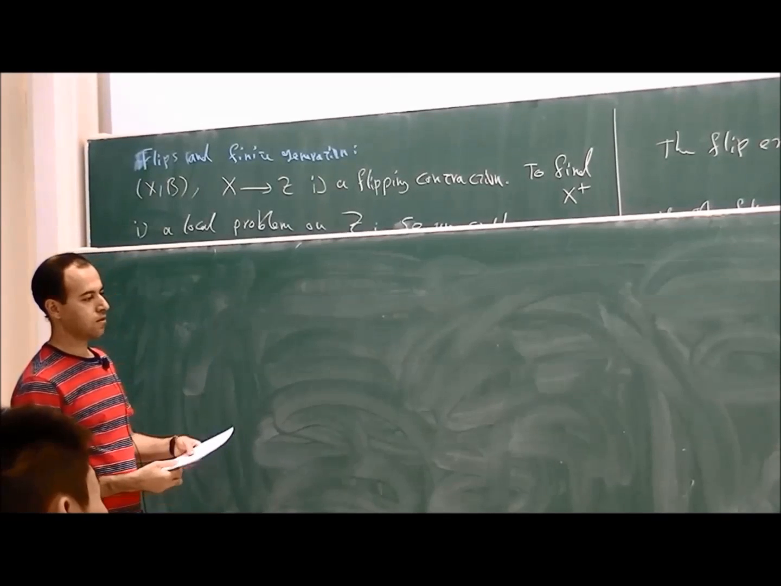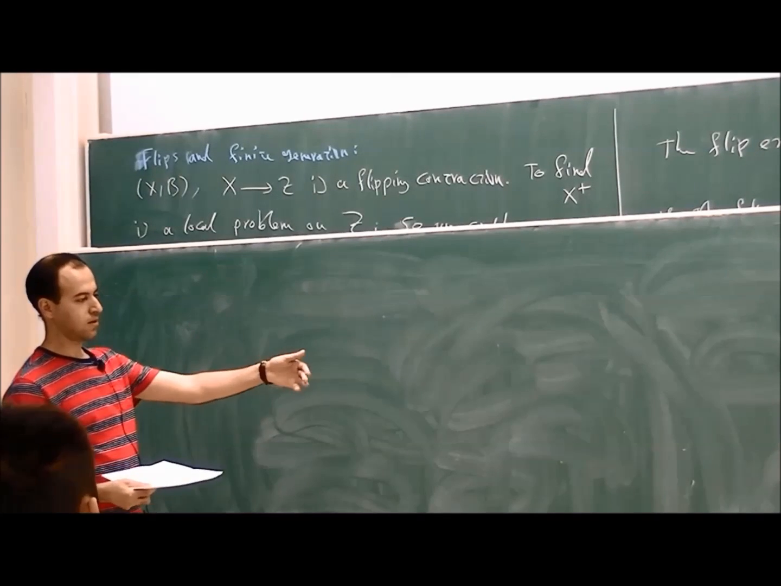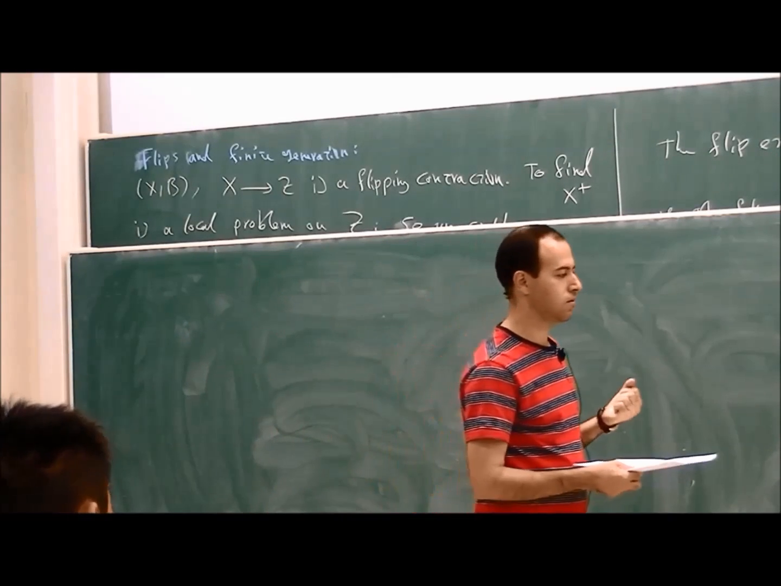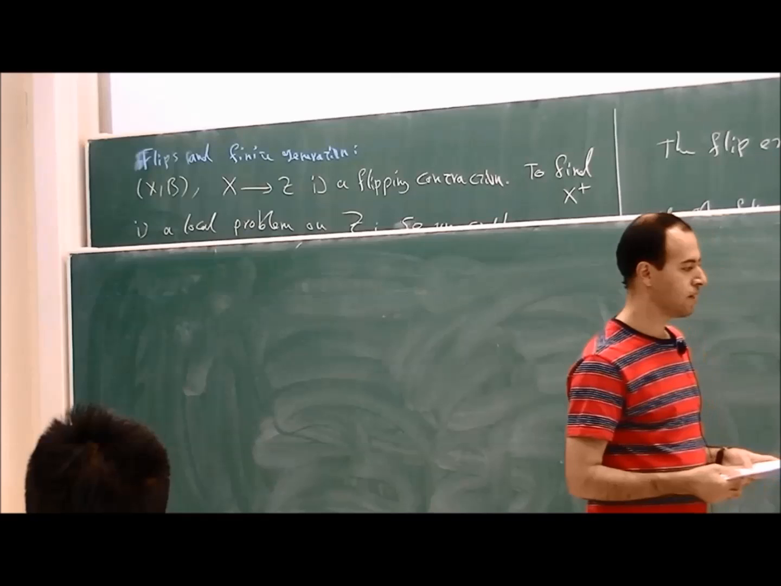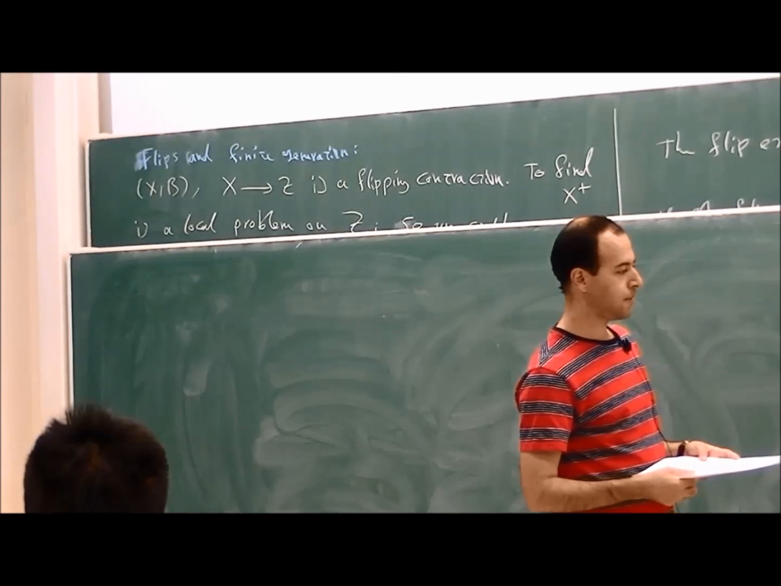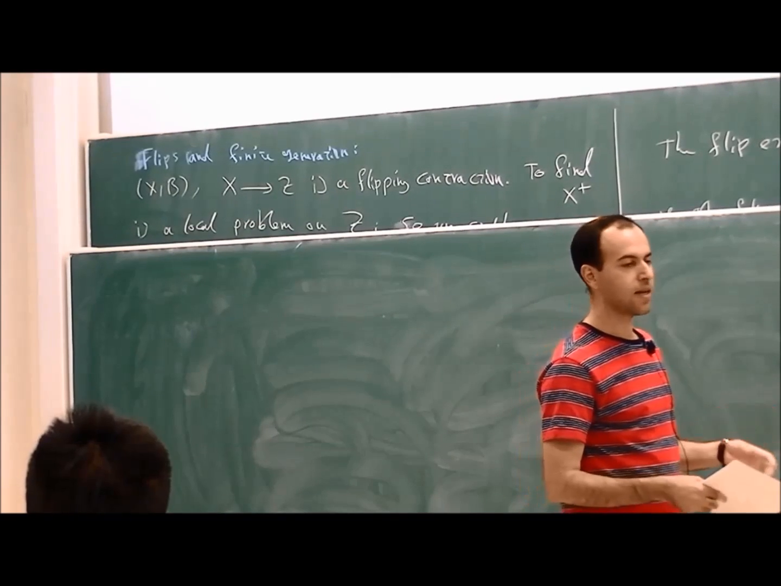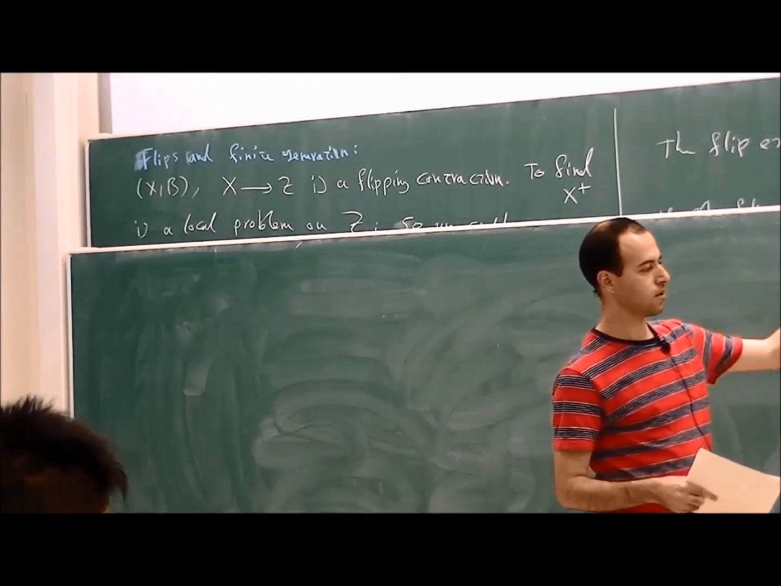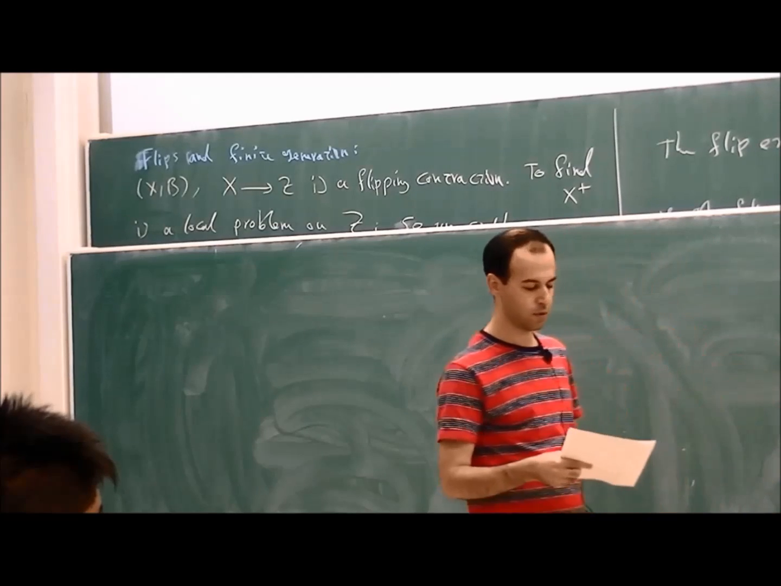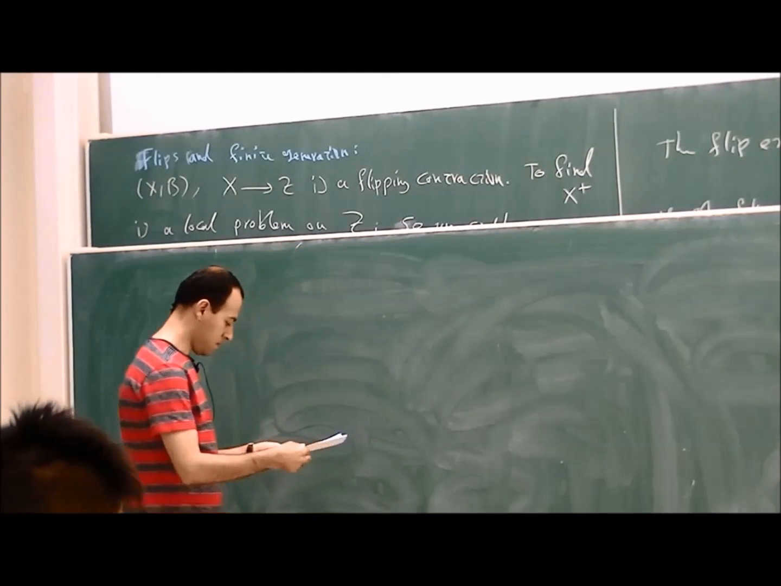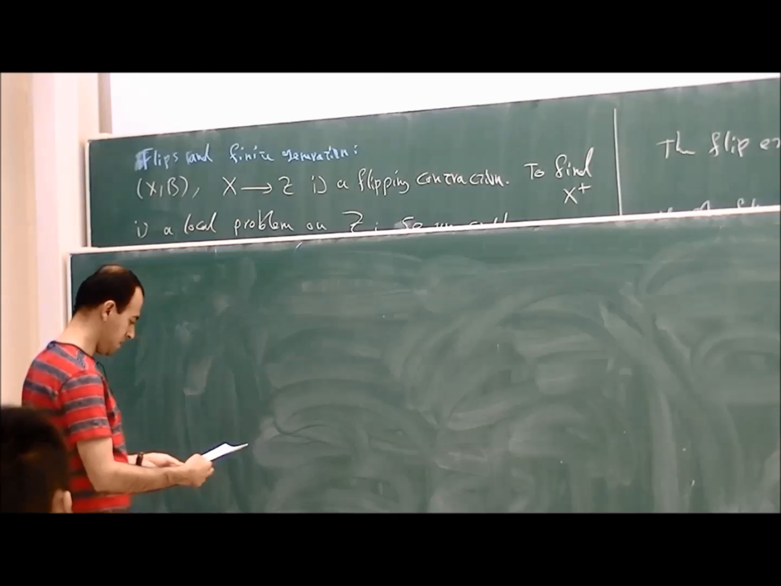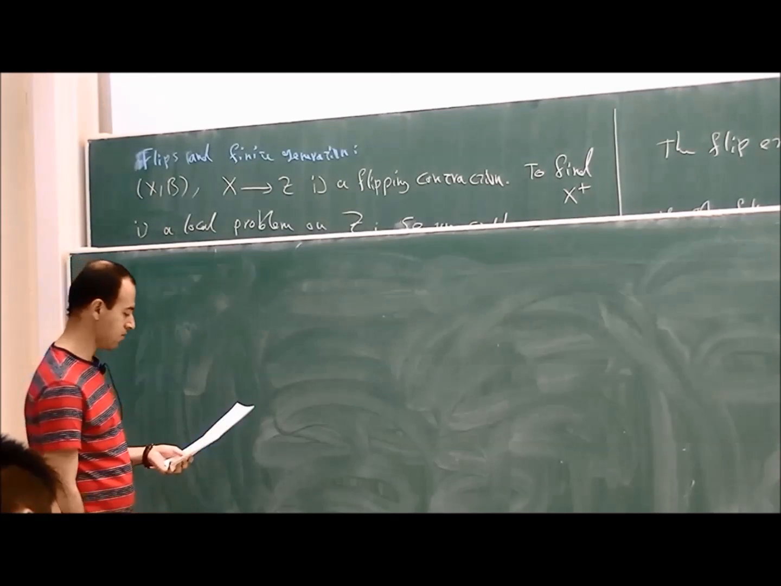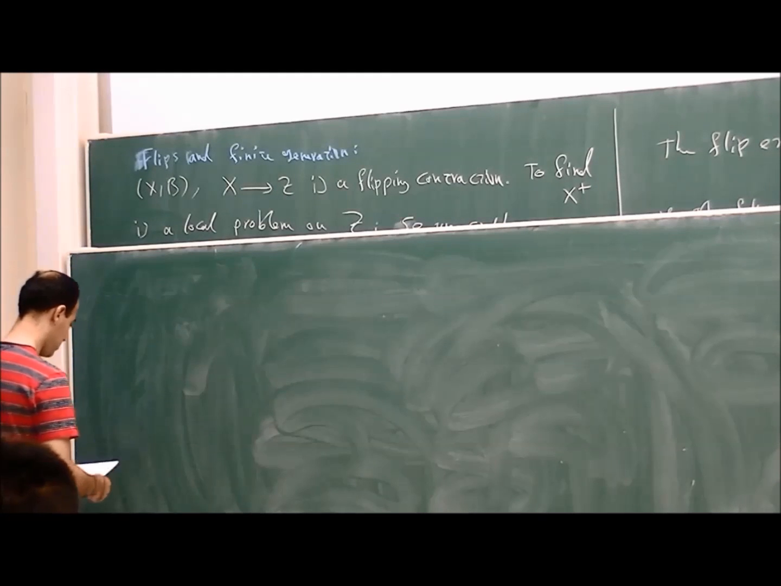So in characteristic 0, the existence of flips, this finite generation, is in fact really the most difficult part of the whole story of minimal models. But in characteristic p, at the end of the day, it might happen that the so-called base point freeness and the contraction theorem themselves might be the most difficult. Anyway, the question now is how to construct flips, how to prove this finite generation.